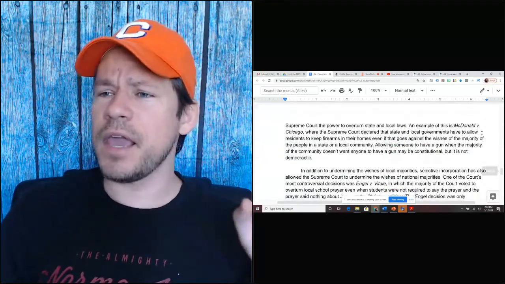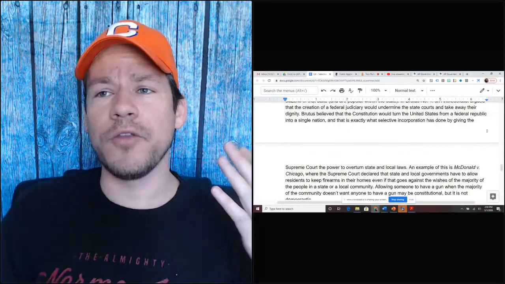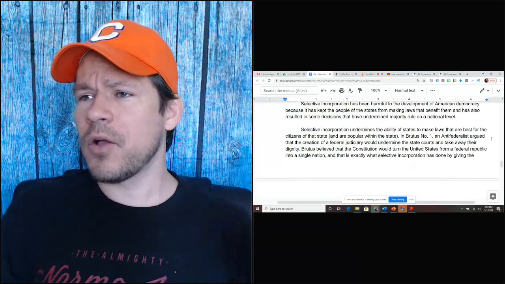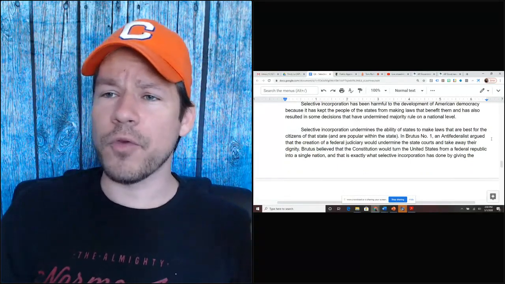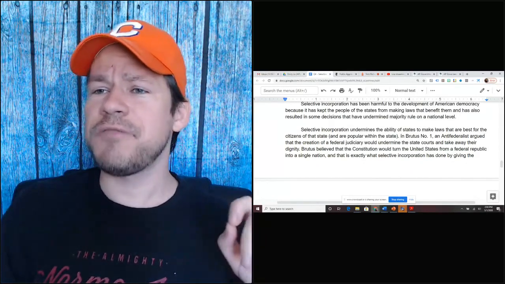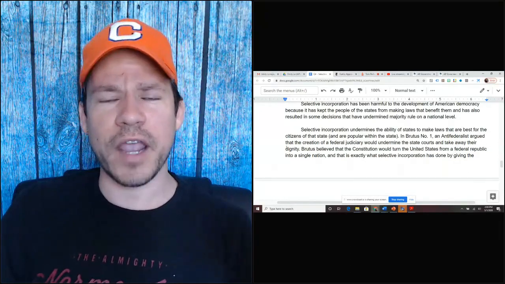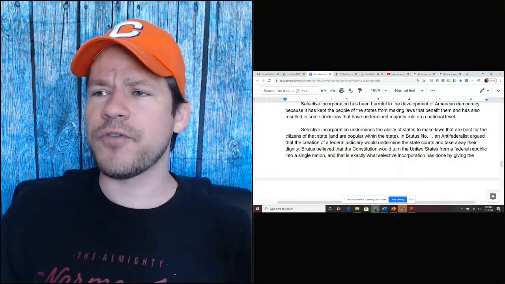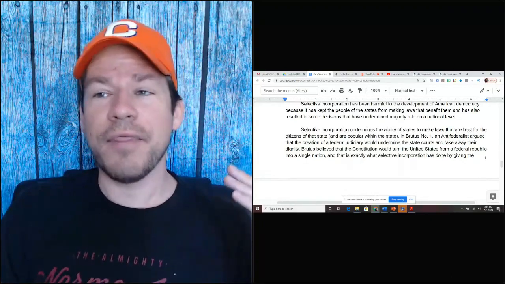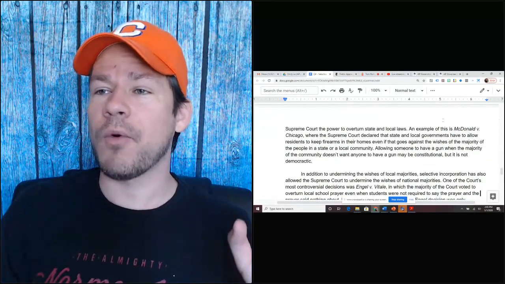And in the second paragraph, I'm going to go into how we see that the Supreme Court has undermined a national majority. Selective incorporation undermines the ability of states to make laws that are best for the citizens of that state and are popular within the state. In Brutus number 1, an anti-federalist argued that the creation of a federal judiciary would undermine the state courts and take away their dignity. Brutus believed that the Constitution would turn the United States from a federal republic into a single nation.